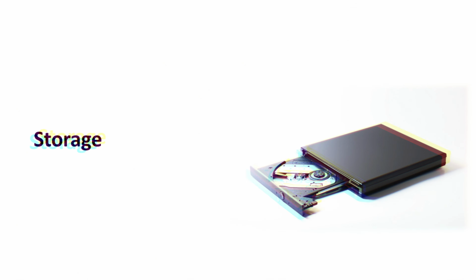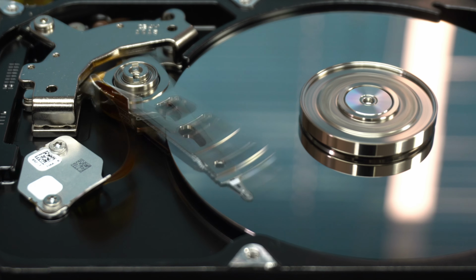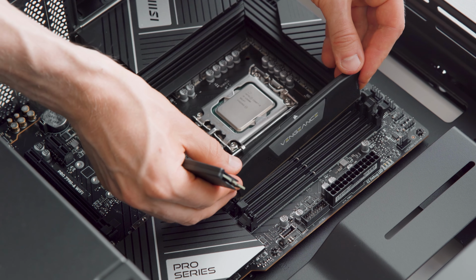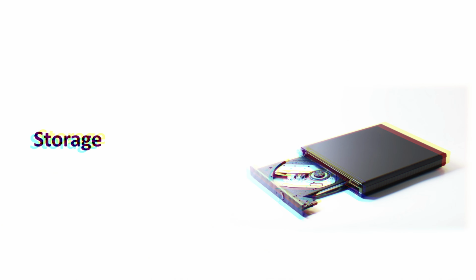The next is storage. Storage is done in two ways, either in storage devices such as SSD or HDD, or in RAM, which stands for Random Access Memory. When we click Save on a document, we tell the CPU to store that for future use. It will store it in a storage device. Now, why not the RAM?